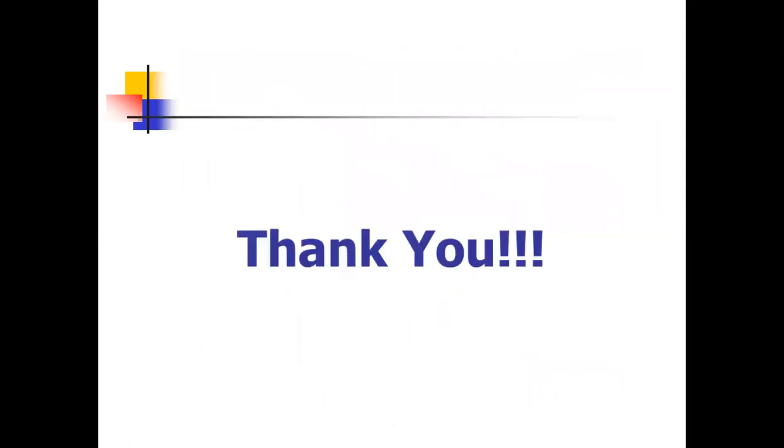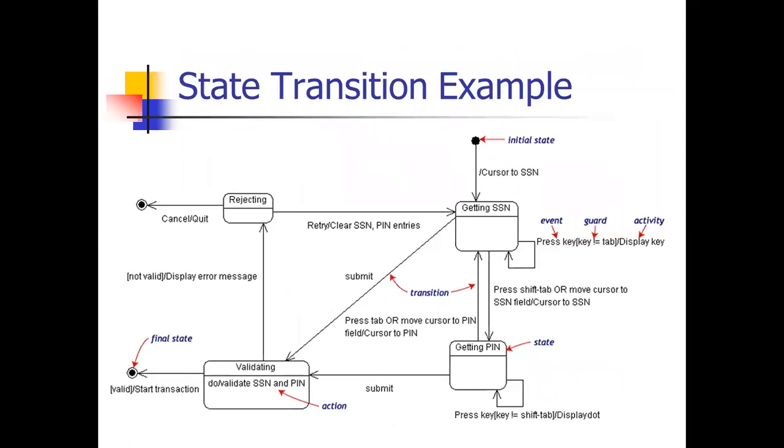Here is another example of a state transition diagram. Here you can see the initial state, cursor to ssn, getting ssn. Here you can see the events, guards and activities. This is the end state, or final state. There are multiple final states, because there may be a reject, and then it will stop that state. Here you can see the cursor and ssn; after getting that cursor it will get the pin. This is another state.